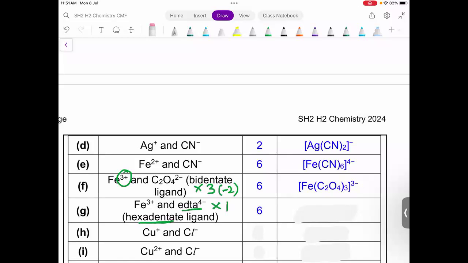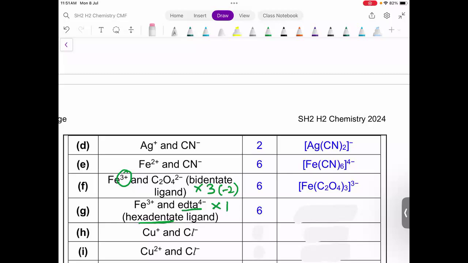No, okay. So for bidentate and hexadentate, it will be implied by the question. Now, when I say exceptions, if you can remember, you remember. If you cannot remember, then just be kind to yourself.